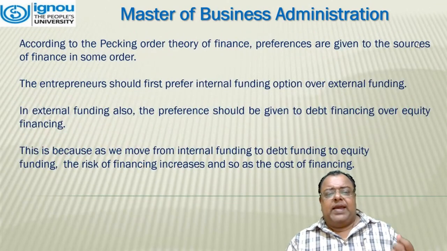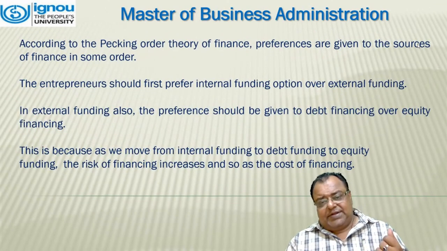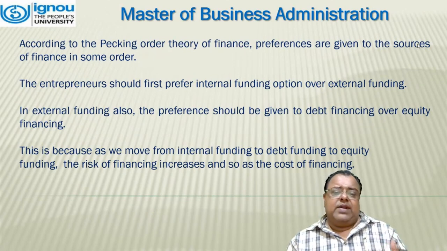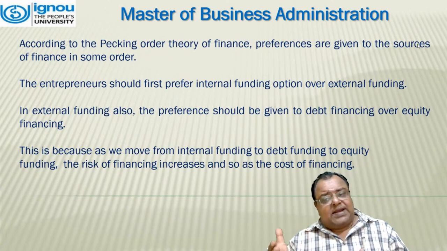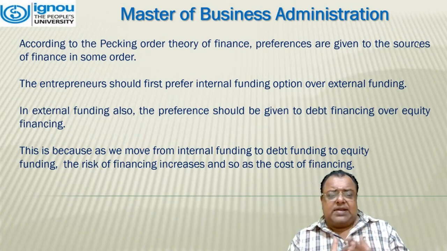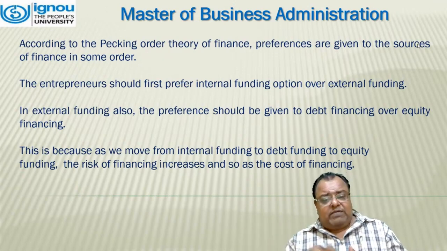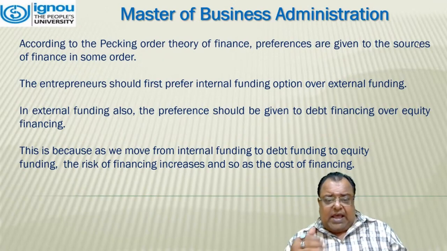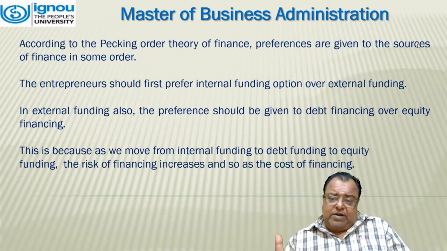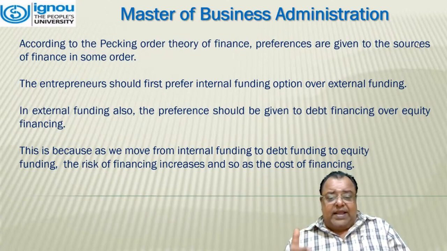According to the pecking order theory of finance, preferences are given to the sources of finance in some order. The entrepreneur should first prefer internal funding option over external funding. In external funding also, the preference should be given to debt financing over equity financing. This is because as we move from internal funding to debt funding to equity funding, the risk of financing increases and so does the cost of financing.